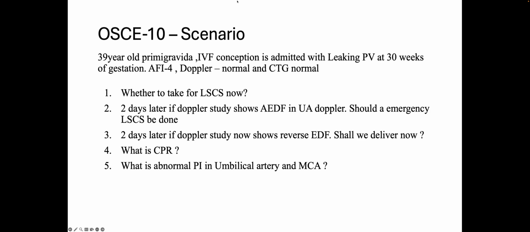So let's see if there are any answers for this. It says that you don't do LSCS if the AEDF is there, and then you do LSCS if it's converted to REDF. And the CPR full form is cerebral placental ratio, and umbilical PI more than 95th percentile. I think that's fair enough. But then we also need to know how CPR is calculated. Okay, fine. So let's look at the answers.